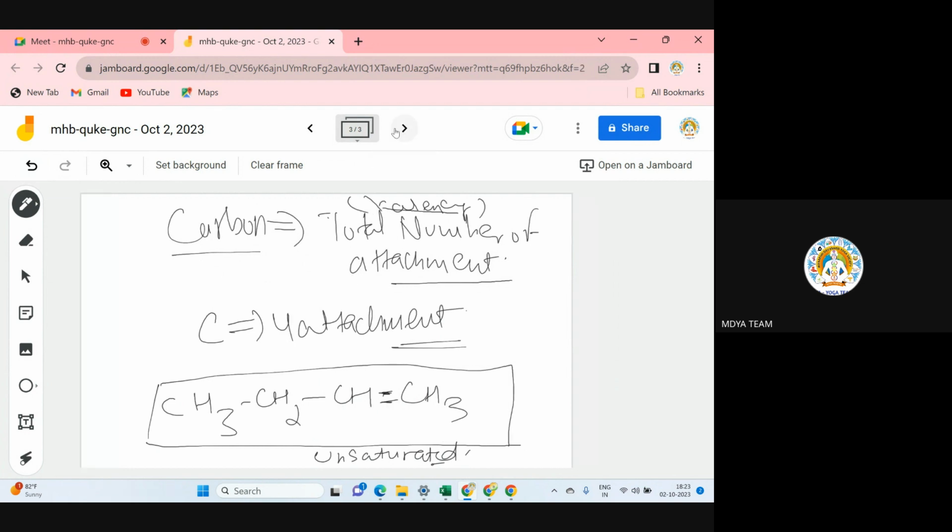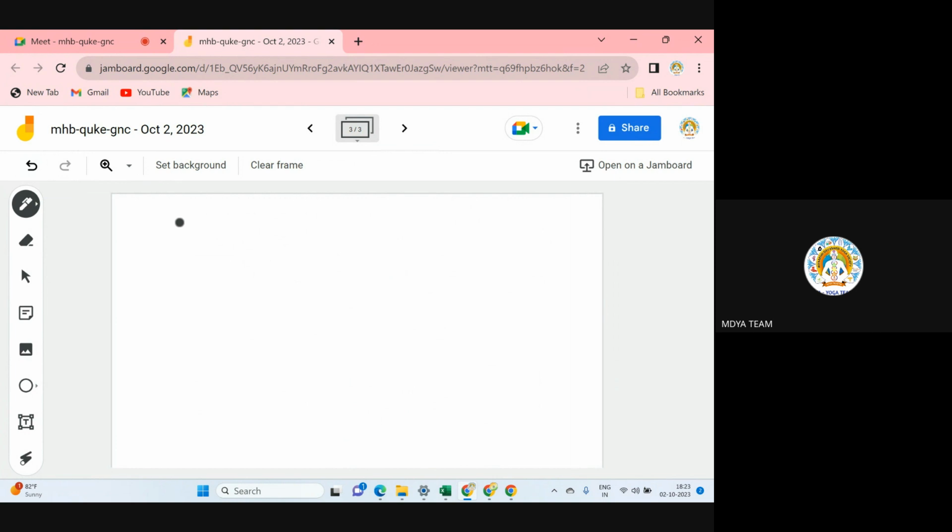Okay, one more example I will take. Let's discuss these two molecules. One is CH3, CH, double bond, CH2. In this molecule also, we can replace this double bond and we can add hydrogen. So this molecule in which a double bond is present, there is a chance of addition of hydrogen. So we call it an unsaturated molecule.